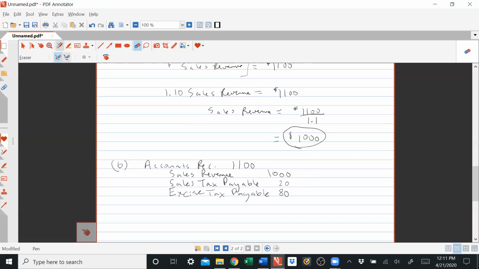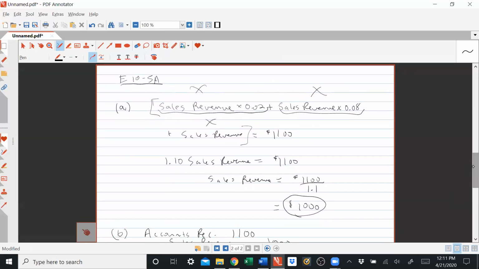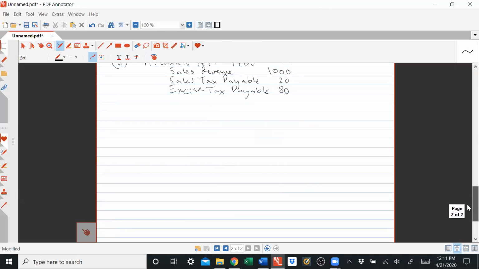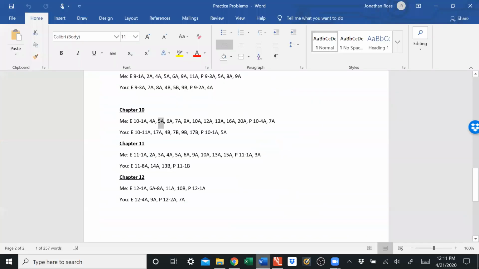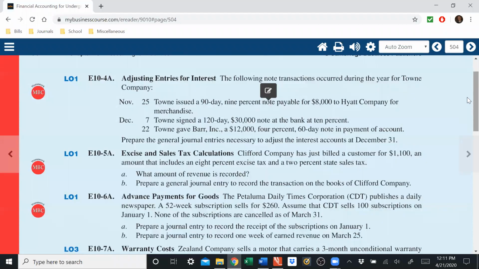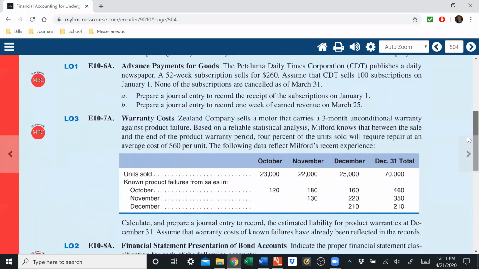Taxes. Any questions on exercise 10.5a? Nothing? All right, let's continue with, let's try 6a. Let's see what 6a is about first. I don't want to repeat something that we've already done. All right, so this is a different concept.